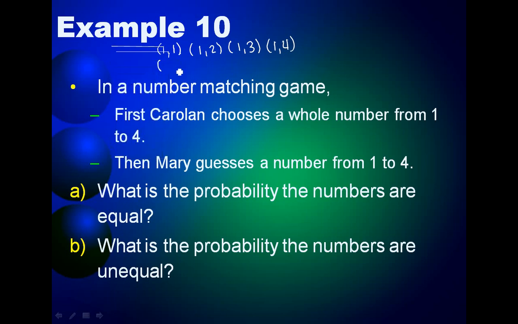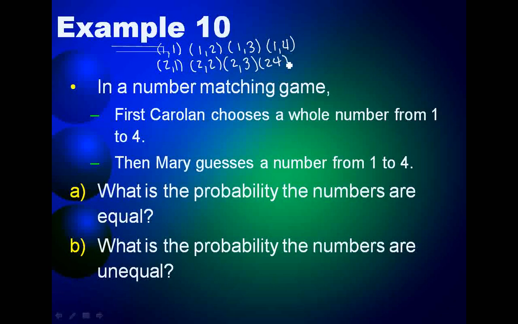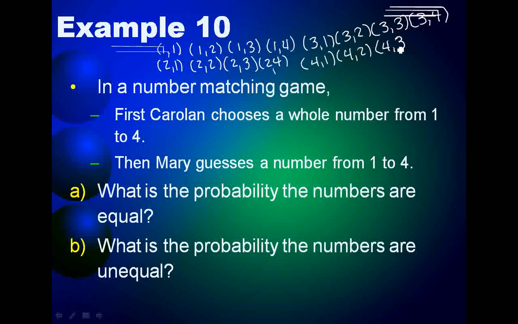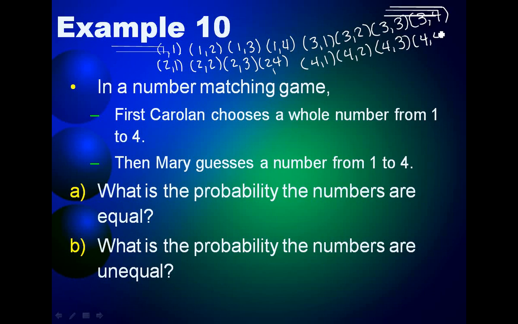Or you could have 2,1, 2,2, 2,3, 2,4. Then you can do the same thing with 3,1, 3,2, 3,3, and 3,4. And then 4,1, 4,2, 4,3, and 4,4. So that's 16 possibilities.